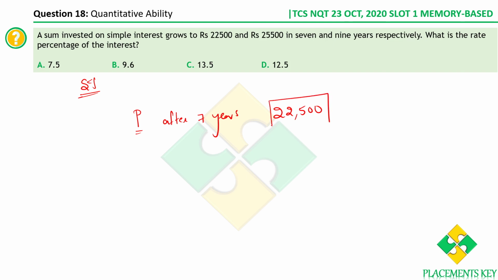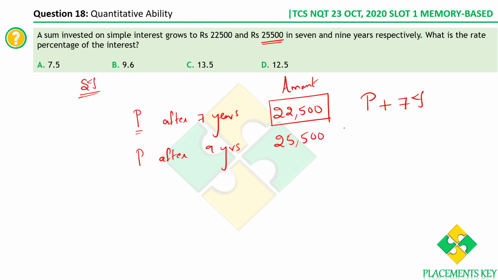Let's also try to analyze this. What is this 22,500? It includes the principal plus the interest earned for 7 years, because it is after 7 years that this is the amount given here. Now again, after 9 years, the amount is rupees 25,500. Again, this includes the principal plus the interest earned for 9 years.